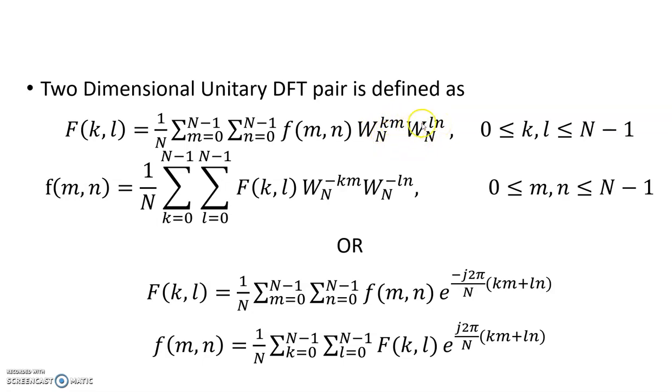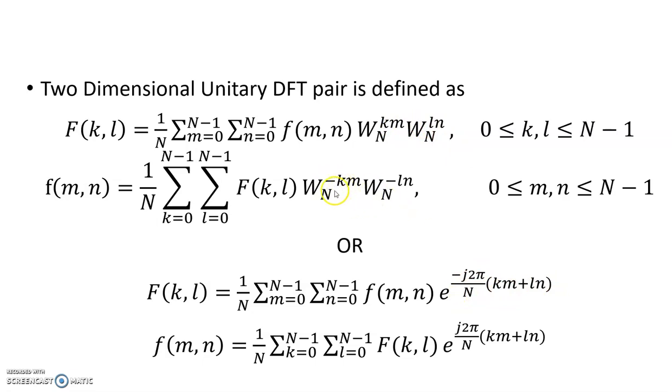So you have a raised to m into a raised to n form, so that you can simplify it as a raised to m plus n. So I can write W_N as e raised to minus j 2 pi by N raised to km plus ln. So e raised to minus j 2 pi by N into km plus ln.